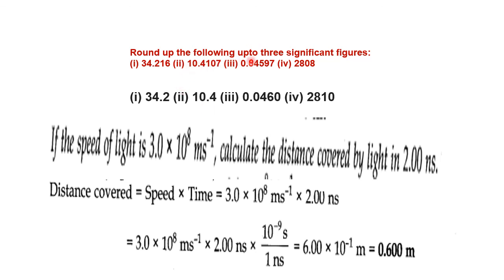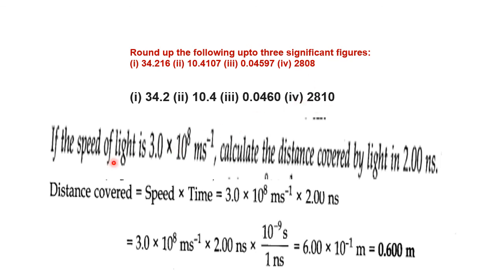Round up the following to 3 significant figures. 34.216 becomes 34.2 only, because the next digit is less than 5. 10.4105 becomes 10.4 because less than 5. 0.0459, it is more than 5, 1 added, so 0.046, remaining is 0. Now 2808, more than 5, so add 1 here, so 281, remaining is 0.